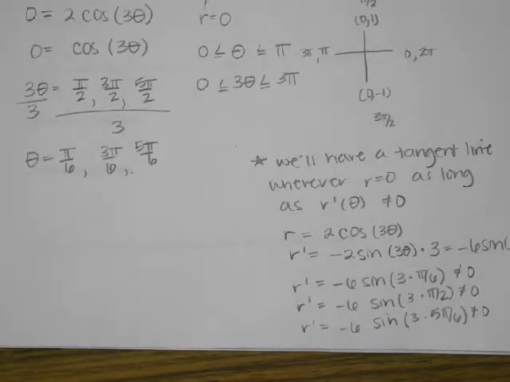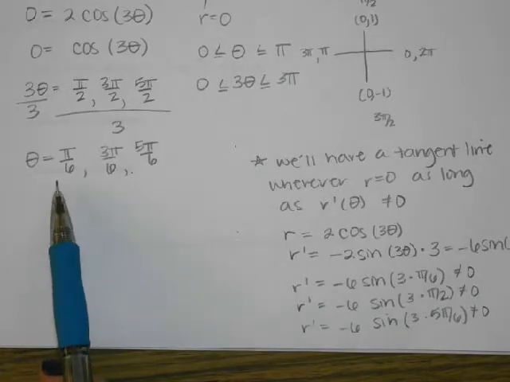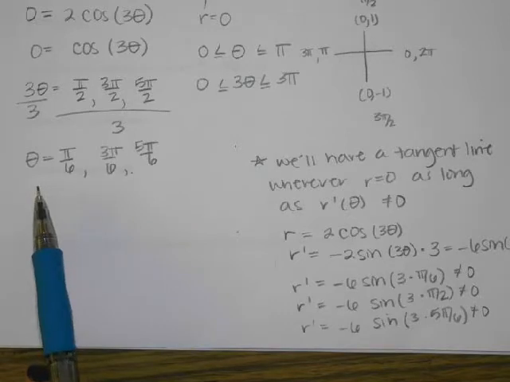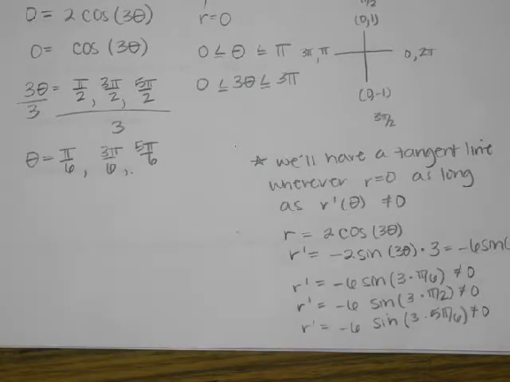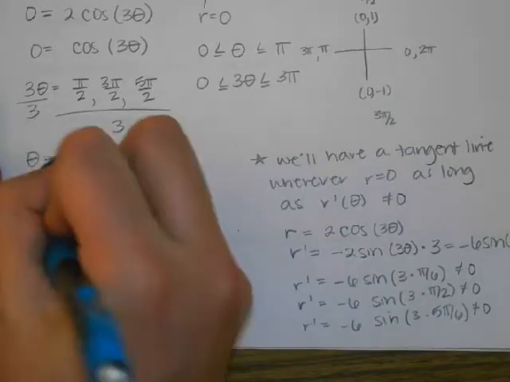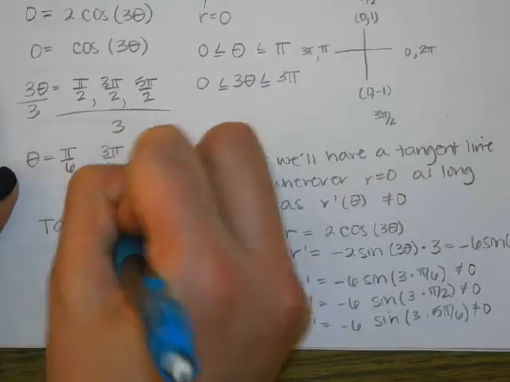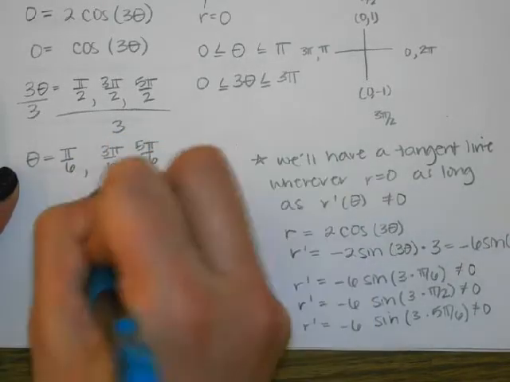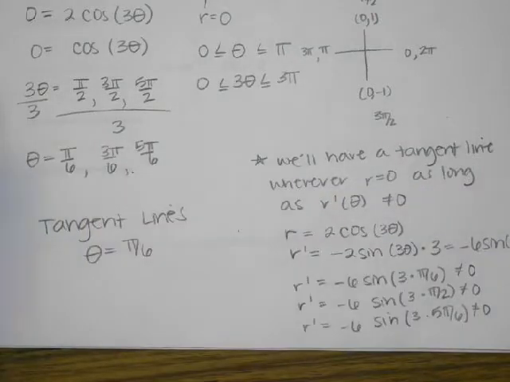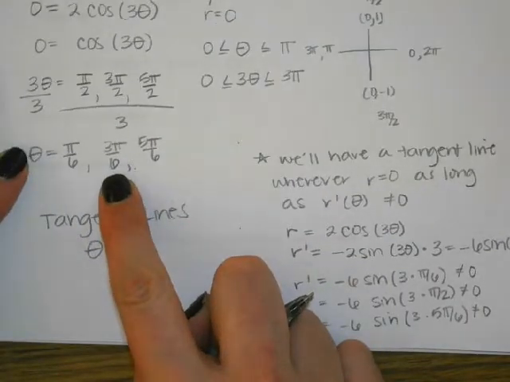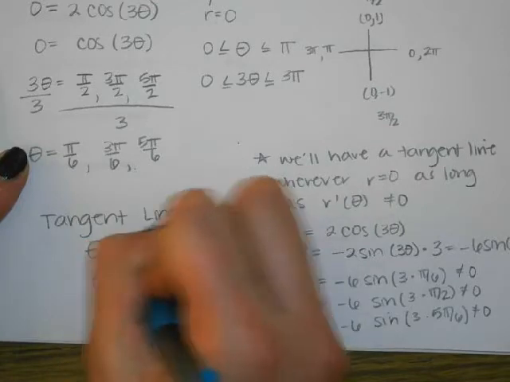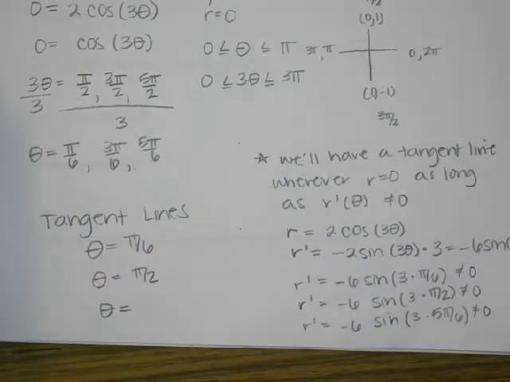Now think about it. The tangent line has an r value of 0. That means it goes through the pole. So the tangent line is at the angle pi over 6, and it goes through the pole. So how do we write the equation of that line? Think back to yesterday. Yeah, theta is pi over 6. How do we write the tangent line for the next one? Theta equals pi halves. How do we write the tangent line for the third one?